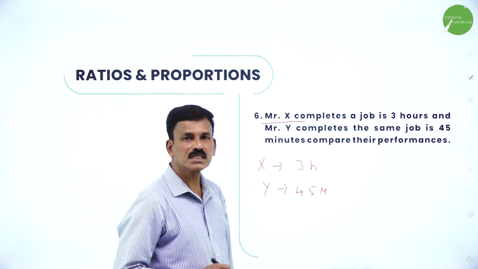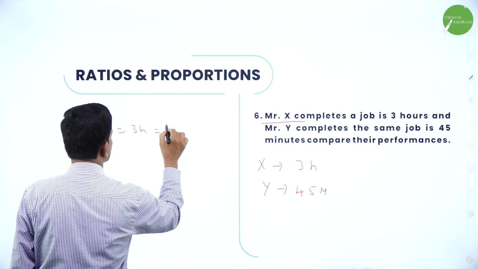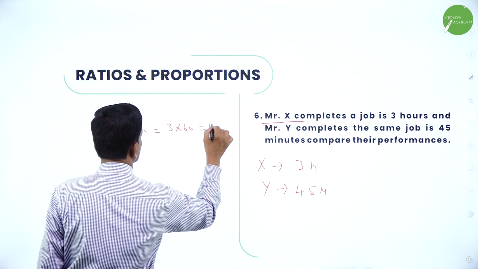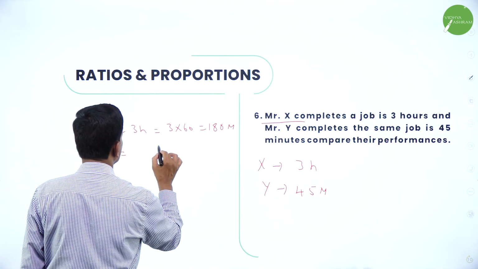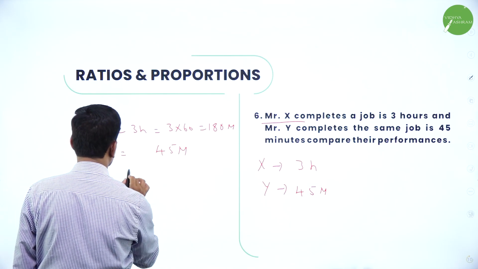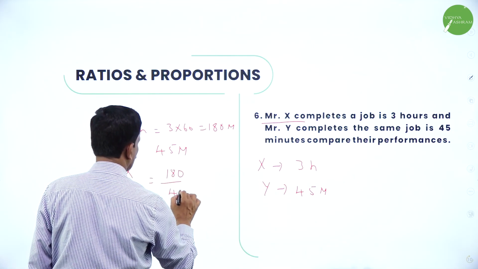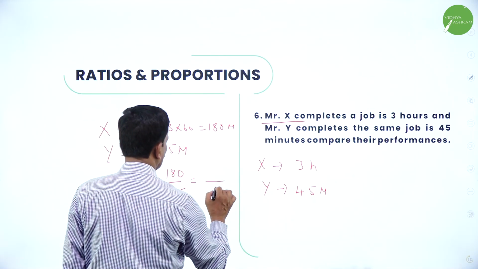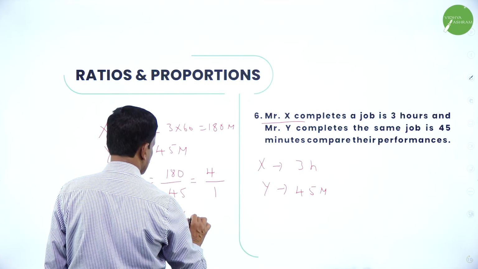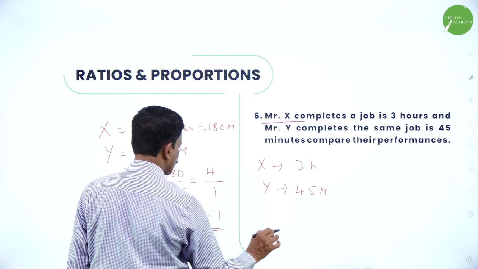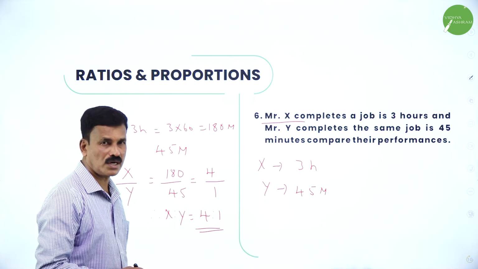Okay. Now just convert X's 3 hours into minutes. So 3 into 60, that's equal to 180 minutes. And the performance of Y is equal to 45 minutes. So therefore, X by Y is equal to 180 divided by 45. So 45 ones are 45, 45 fours are 180. So therefore, X is to Y is equal to 4 is to 1. That's it. So the performance ratio is 4 is to 1, right?